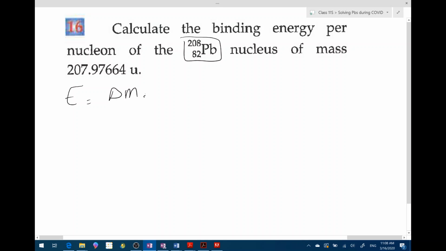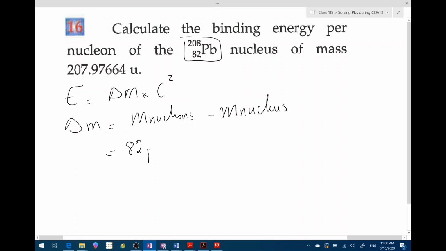The bonding energy of a nucleus is delta M times C squared, with delta M, the mass defect or the mass deficit, being the mass of the nucleons minus the mass of the nucleus itself. Now let's take a look at lead. Lead has 82 protons and it has 208 minus 82 neutrons, all in all, minus the mass of the nucleus itself.